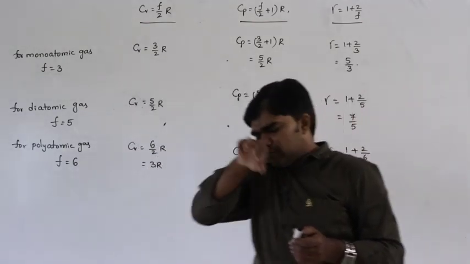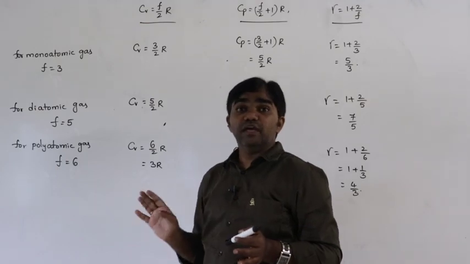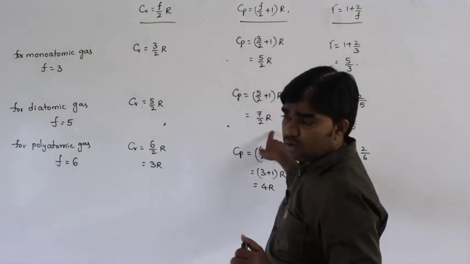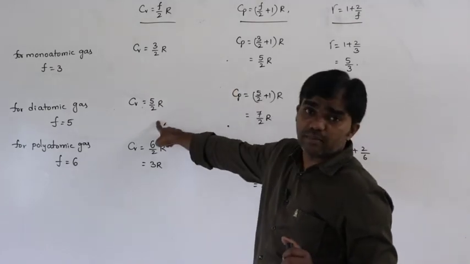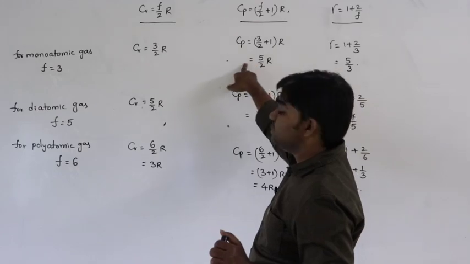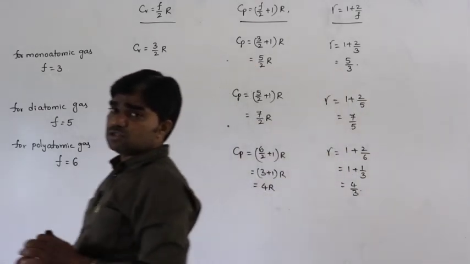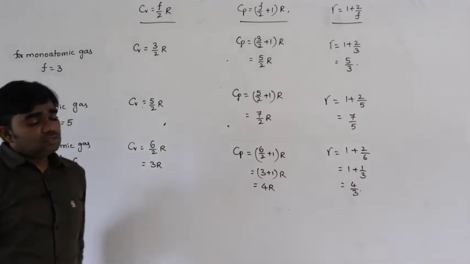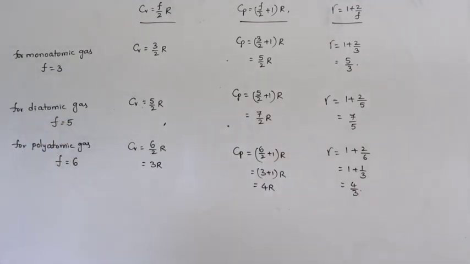If in the problem the diatomic gas is mentioned, directly, what is the value of Cp? 7 by 2 R, value of Cv is 5 by 2 R. So blindly, if the monoatomic gas is mentioned, Cp is 5 by 2 R, Cv is equal to 3 by 2 R. Directly we can consider this. So this is degrees of freedom and the values of Cp, Cv in different cases.